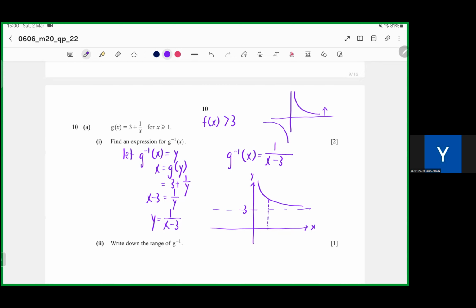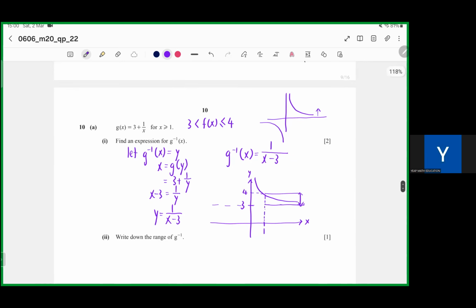If you see me sketching this graph, you can understand that f(x) should be more than 3, and it happens between here only. So I hope you can understand it.